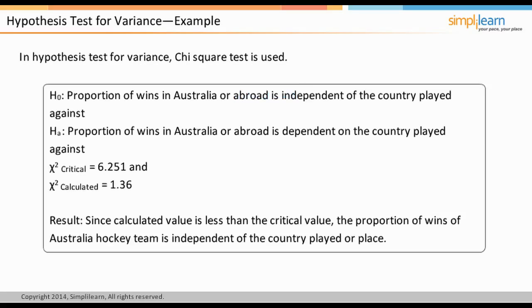The null hypothesis is that the proportion of wins in Australia or abroad is independent of the country played against. The alternate hypothesis is that the proportion of wins in Australia or abroad is dependent on the country played against. Chi-square critical is 6.251, and chi-square calculated is 1.36. Since the calculated value is less than the critical value, the proportion of wins of the Australia hockey team is independent of the country played or place.